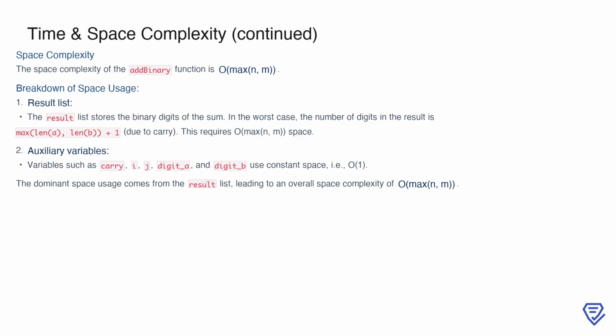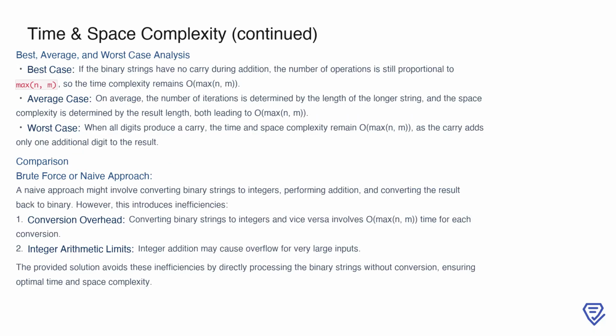Since the dominant space usage arises from the result list, the overall space complexity of the function is O(max(n, m)). The time and space complexity of the add binary function remain consistent across best, average, and worst case scenarios. In the best case, where there is no carry during addition, the number of operations still scales with the length of the longer string, leading to a time complexity of O(max(n, m)). On average, the same holds true because the number of iterations is proportional to the longer string, and the space required for the result is determined by the length of the output, which is also O(max(n, m)). Even in the worst case, where every digit produces a carry, the time and space complexity remain O(max(n, m)), as the carry only adds one extra digit to the result.